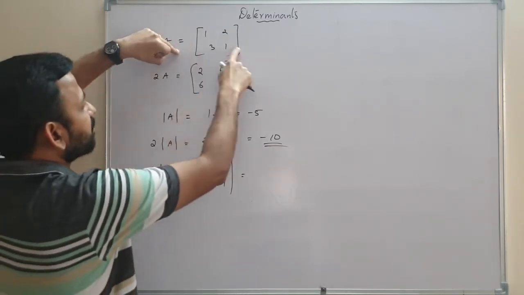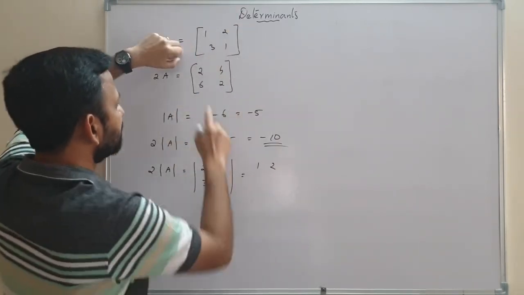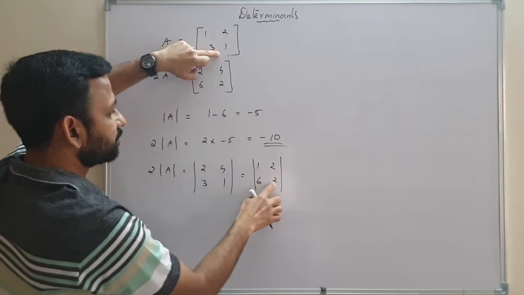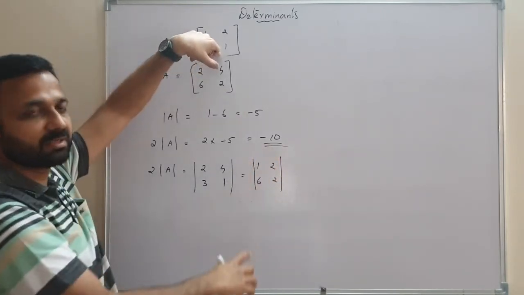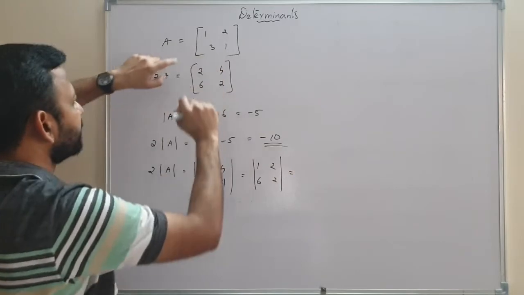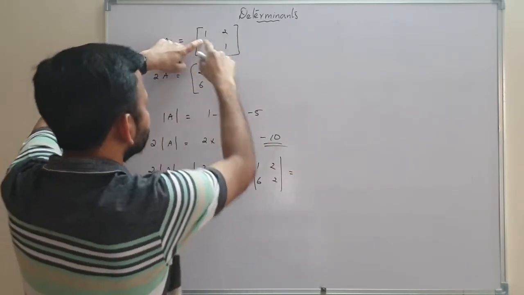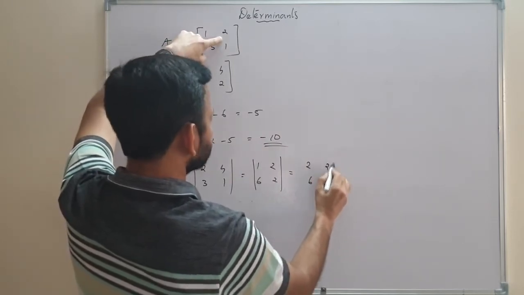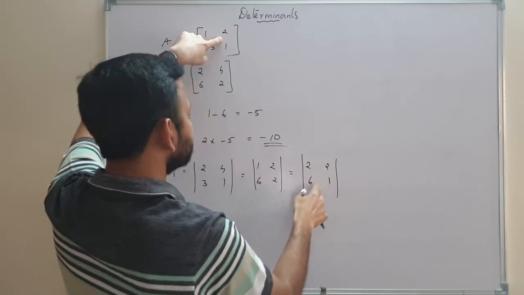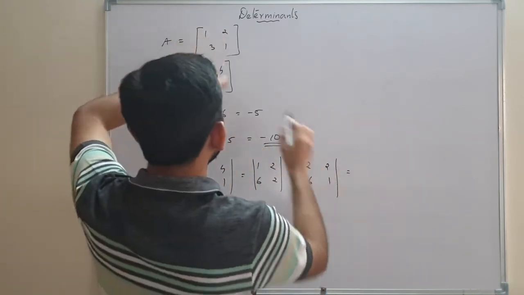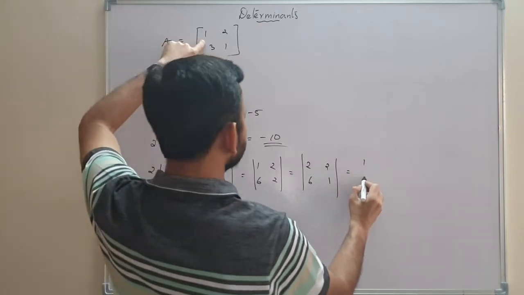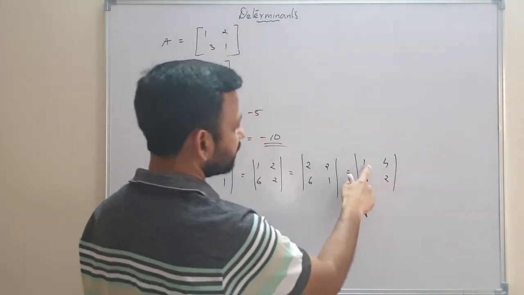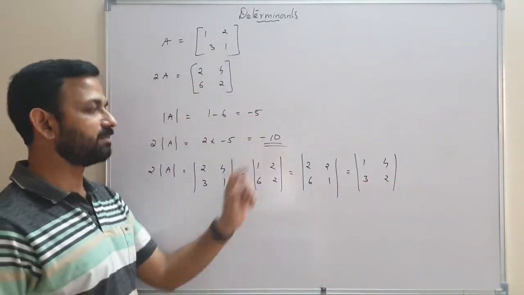Or you multiply the second row by 2, first row same, 1, 2, and 2 into 3, 6, 2 into 1, 2. Answer 2 minus 12, again minus 10. Or we can multiply the first column by 2, second column will be same, 2 into 1, 2, 2 into 3, 6, second column same, 2, 1. Find the answer, 2 minus 12, minus 10. Or you multiply the second column by 2, first column will be same, 1, 3, 2 into 2, 4, 2 into 1, 2. Find the determinant, 2 minus 3 into 4, 12, 2 minus 12, again minus 10.